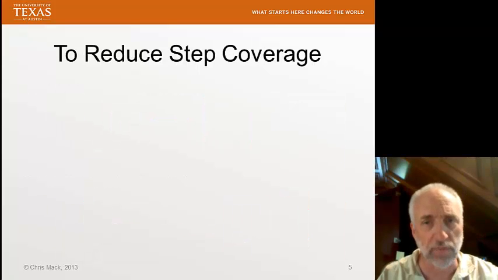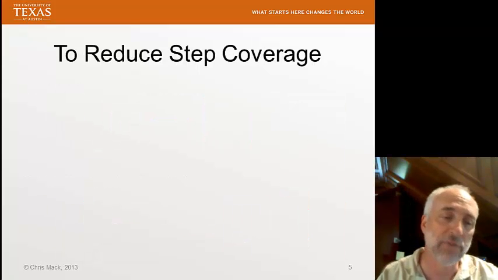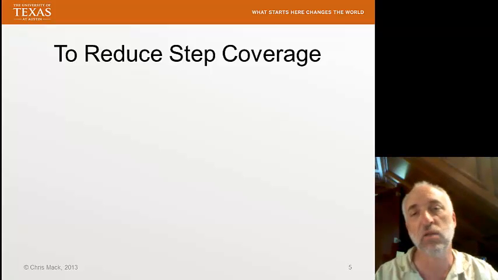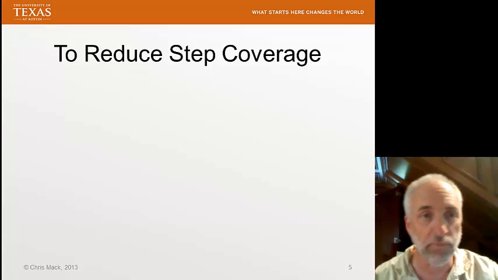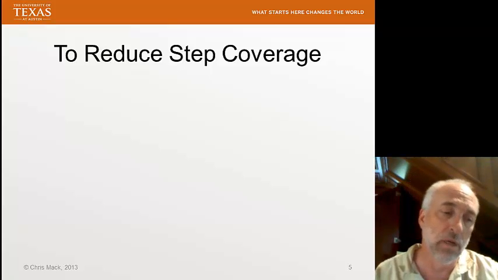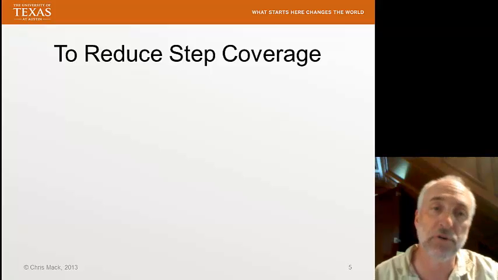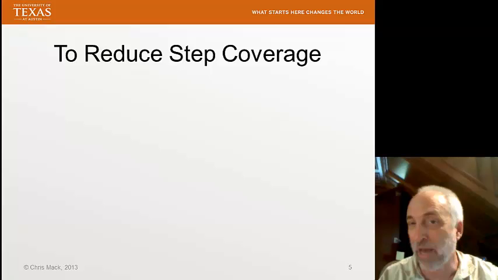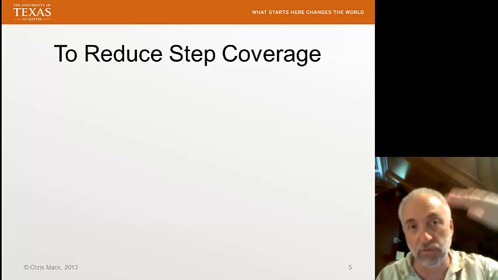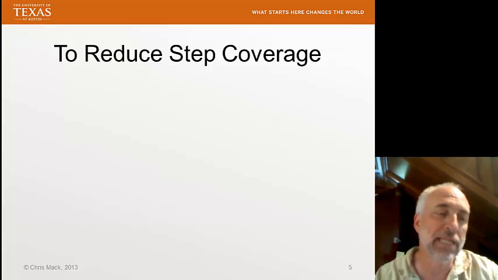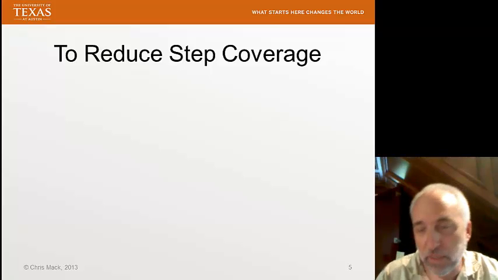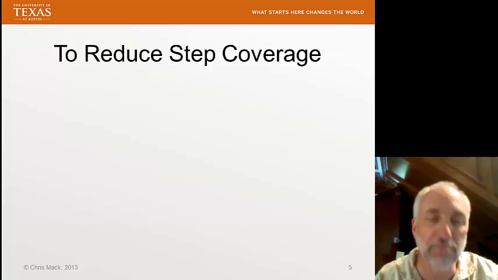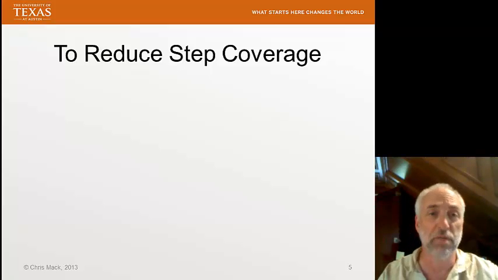How do we reduce step coverage? Well, we need to have low step coverage. We need the direction that the target atoms hit the wafer to be nearly vertical. Well, you think I'll just lower the pressure so that my mean free path now becomes large compared to the distance from the target to the wafer. But that distance is in the tens of centimeters, up to 100 centimeters. Now, usually not that much, but tens of centimeters.